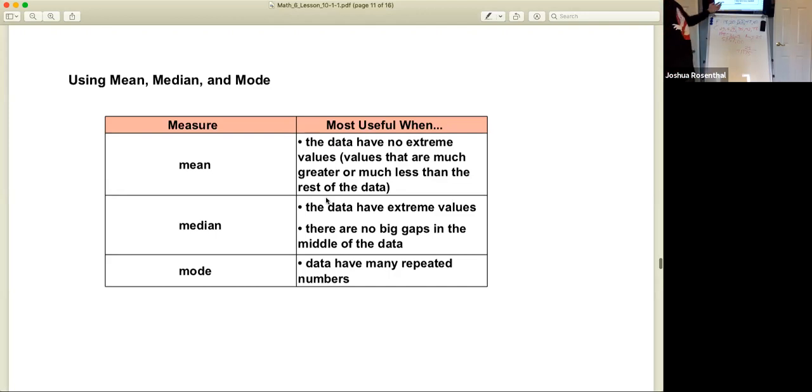All right, mode. When is mode good? Mode is good when data have many repeated numbers. If you're getting 20 showing up over and over and over again, it might just be better to say the average person in the family is 20 years old, right?